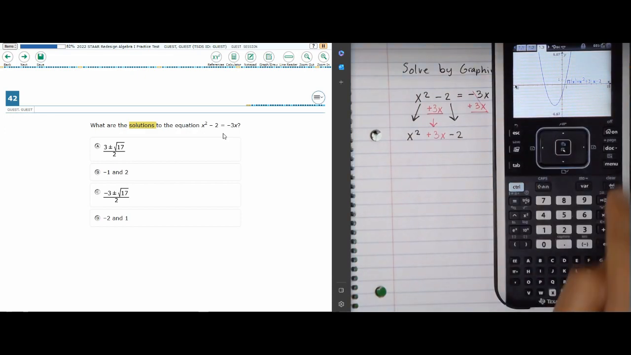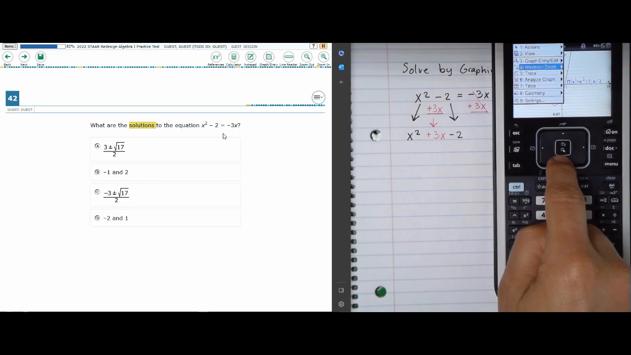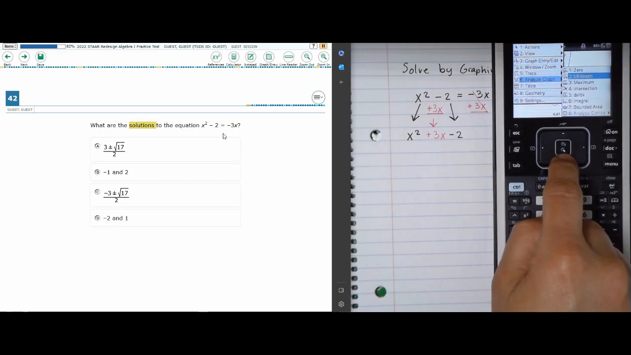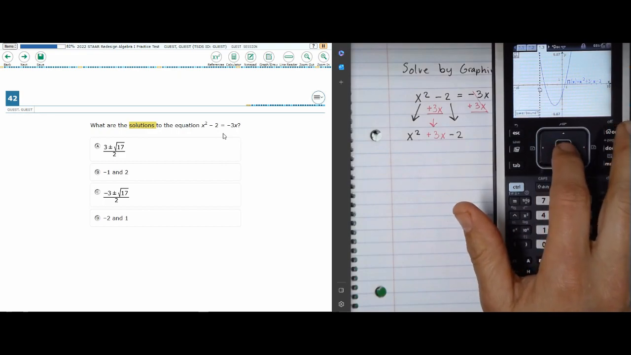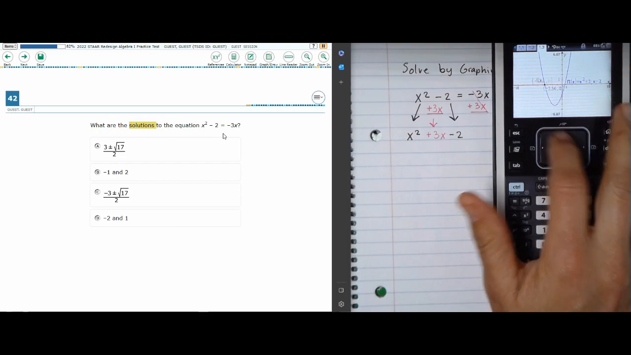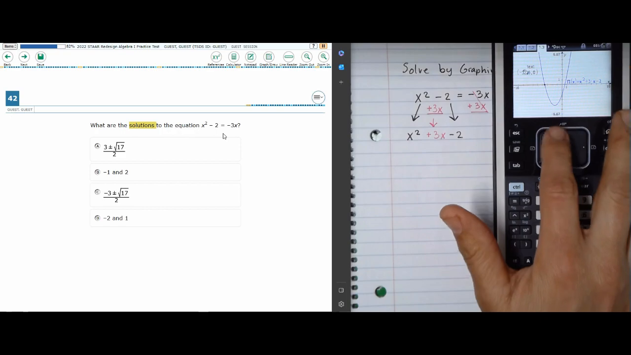So what I'm going to do is actually find the zeros. I'm going to hit Menu, go down to Analyze Graph, and click on Zero. Now, the only downside to this is it will not give the zero as an exact number. And if you're wondering, well, Mr. H, what do you mean by exact number? What I mean by exact number is that it doesn't have a radical in it.